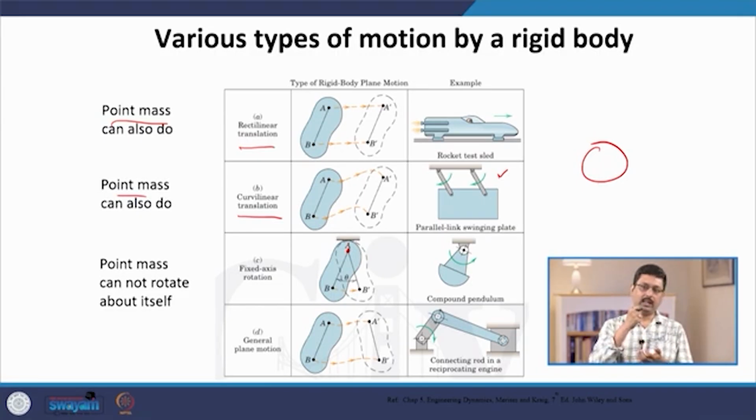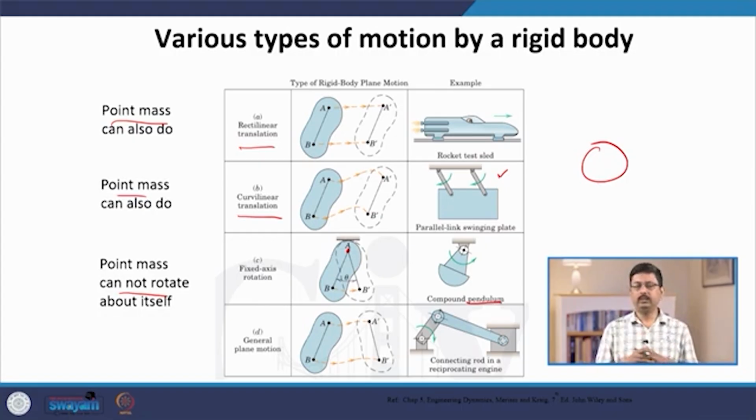So, we have an axis of rotation which is fixed, and let us assume that the axis of rotation is passing through the object, and then this is rotating about itself. So, this is an example shown here like a compound pendulum. This is something that a point mass cannot do, because a point cannot rotate about itself. So, this is the difference between an extended object and a point mass.